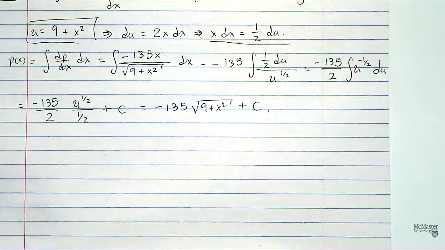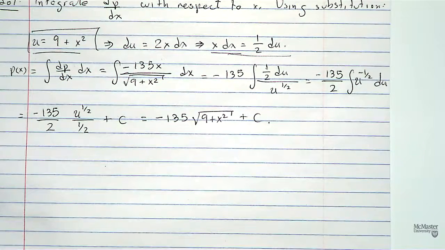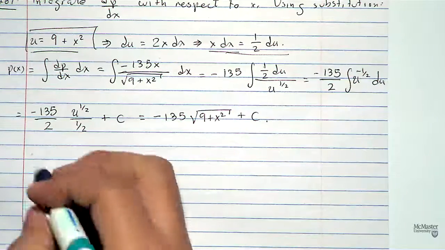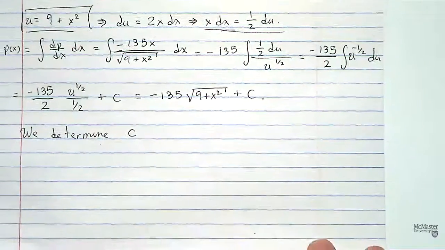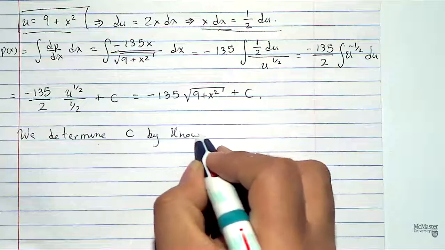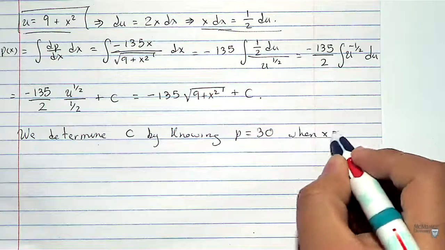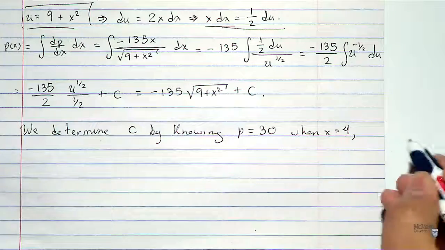As in all integration methods for indefinite integrals, when you find the indefinite integral, your problem is determined up to a constant, which you have to determine from the info that you were given in the problem. Sometimes it amounts to an initial condition, sometimes it is related to a point that the function is supposed to pass through. And now we determine the constant c by knowing that the price is equal to 30 when x is equal to 4, so that's part of the info that we were given about the problem in the last class.